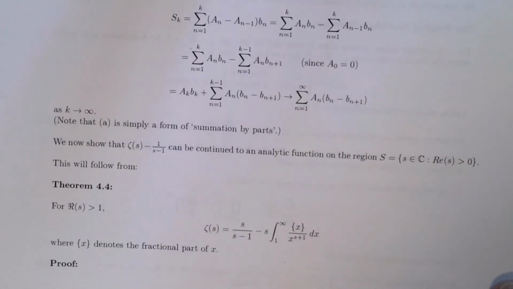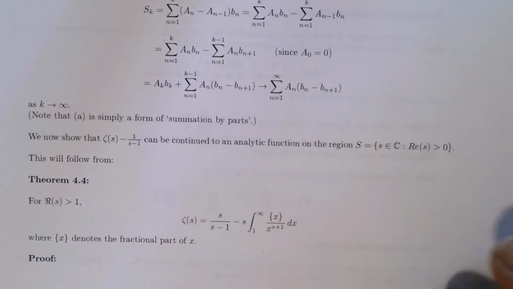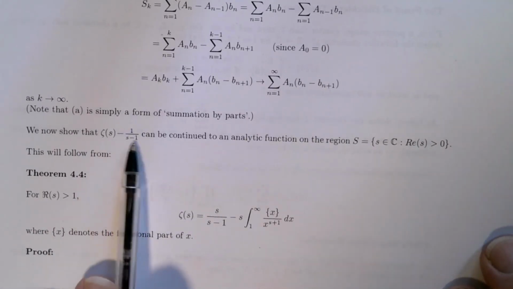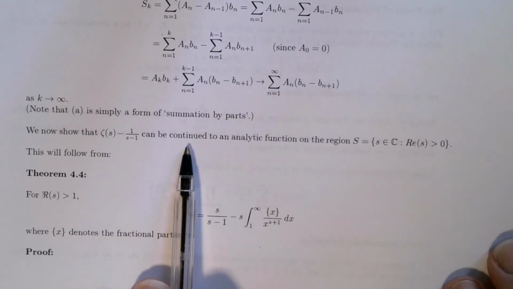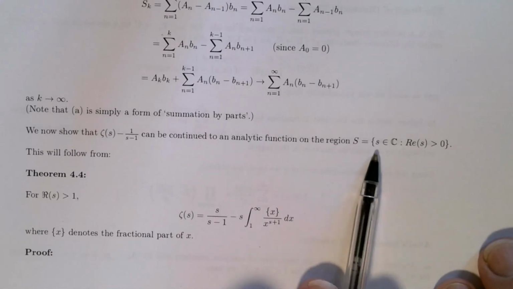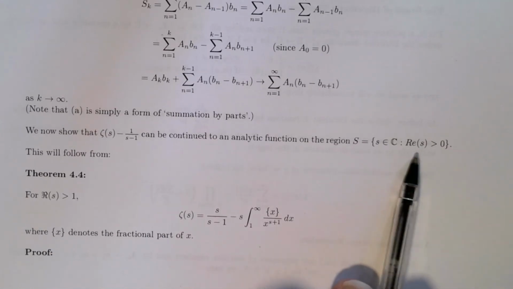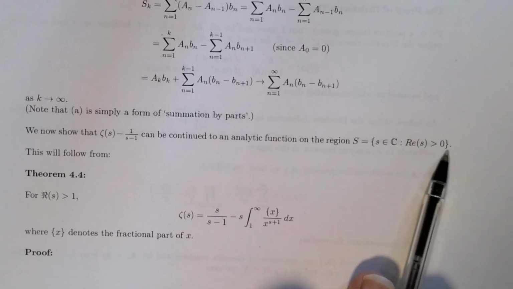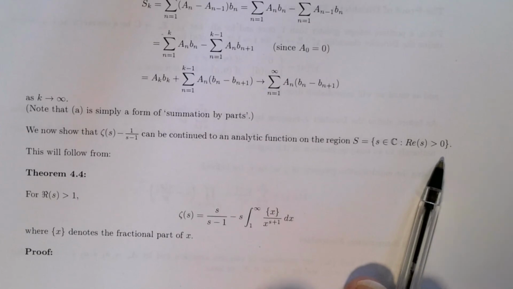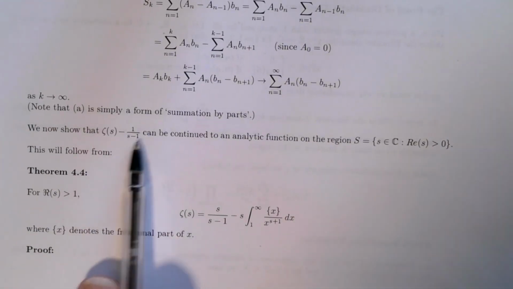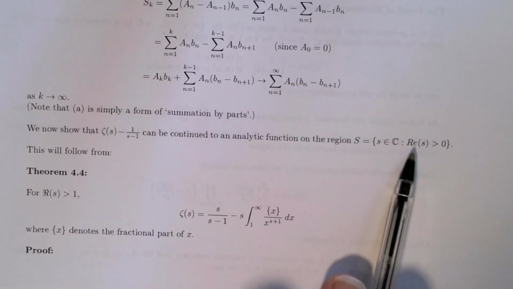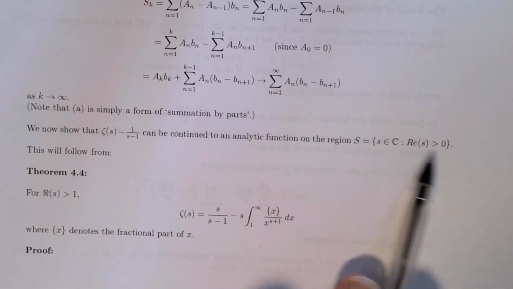Now, what we're going to do is show that this function zeta(s) minus 1 on s minus 1 can be continued to an analytic function in the region where s is a complex number whose real part is bigger or equal to 0. So we know that zeta(s) is analytic for real part of s bigger than 1, and now I'm going to take this and subtract off this term and analytically extend this then to a function which is analytic for real part of s bigger than 0.